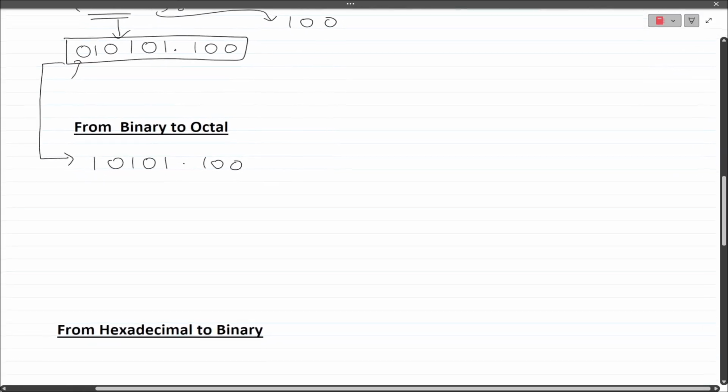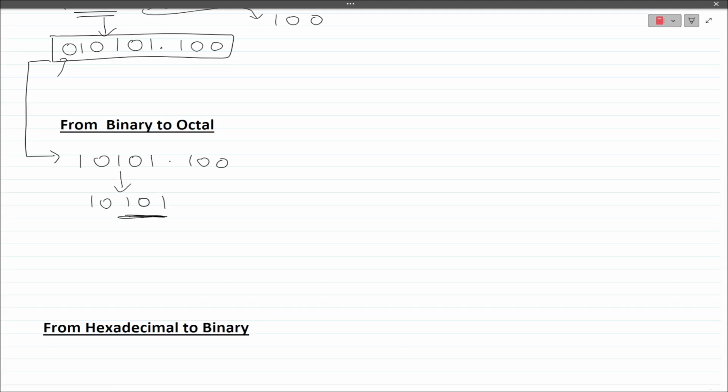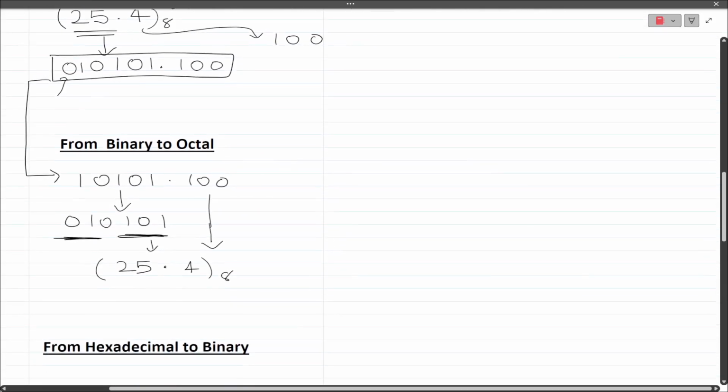Okay, at first let us follow the process. So likewise, if 10101 is the one, I need to first divide it into 3 digits. So 101 will be 5, 010 will be giving me 2 as usual. Then point, then again this 100 will be converted to what? It will be converted to 4. That's all. My binary is now completely converted to octal. And you see, I have got my result.